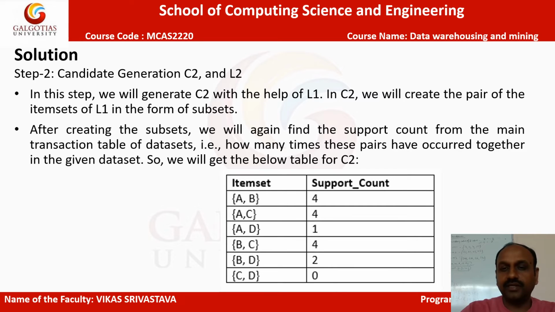And then we will calculate the support count from the transaction table, that is, how many times this particular item set is occurring. So the occurrence of this item set is 4, 4, 1, 4, 2, 0. So again, if we can see that our minimum support level is 2, so we will discard the item set AD and CD. So what will be left out with the candidate set? That is your AB, AC, BC and BD.